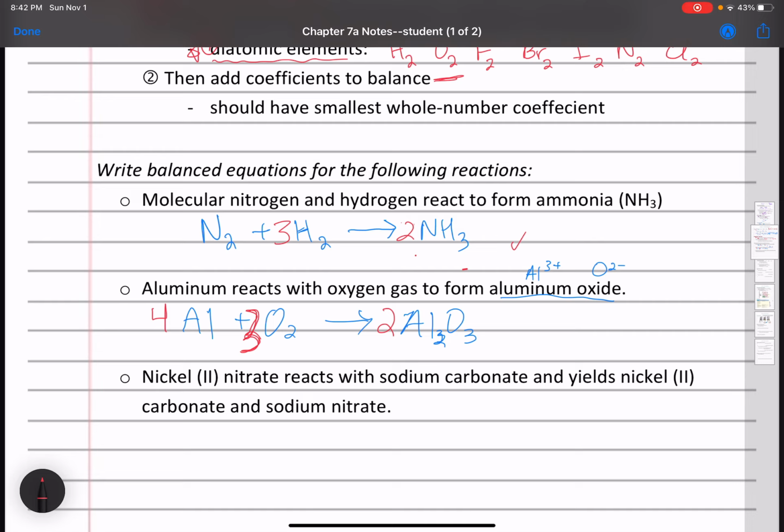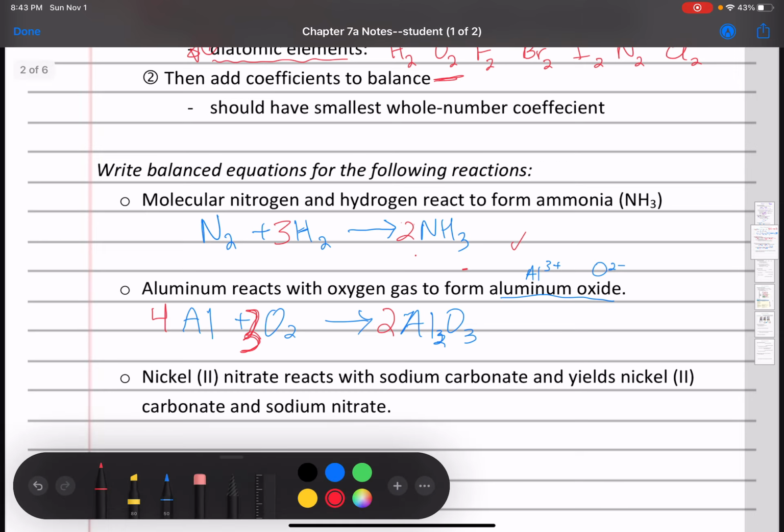All right, so notice how I'd started with a 2 in front of the aluminum, and then I realized that was wrong and I needed to change it. That's the whole trial and error element of balancing equations.